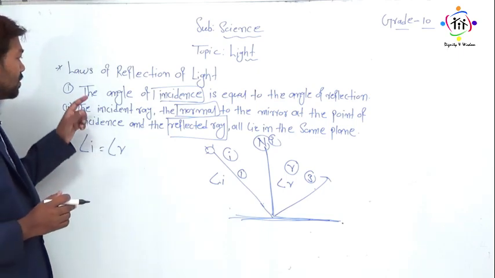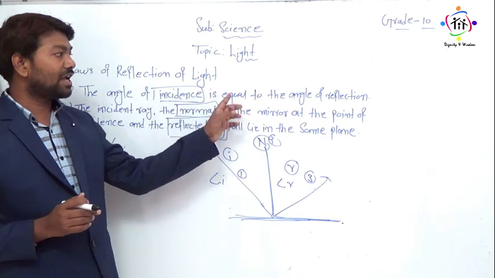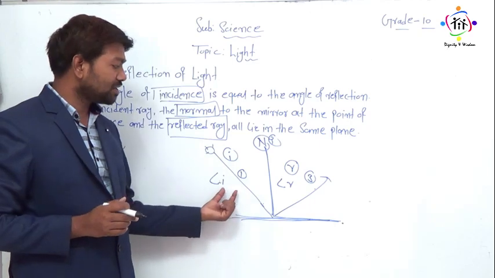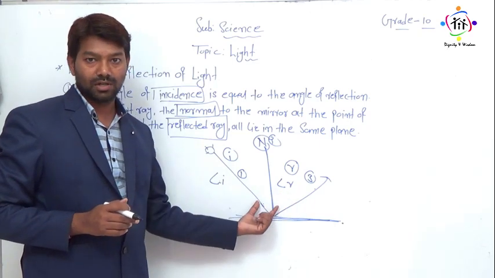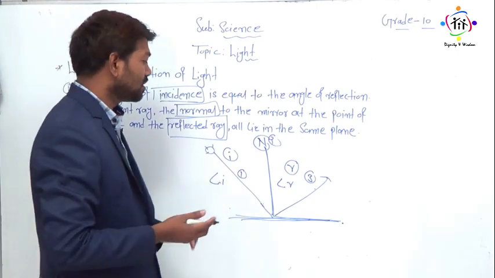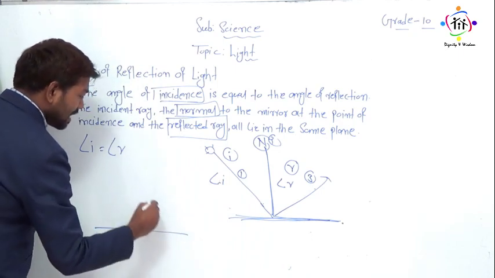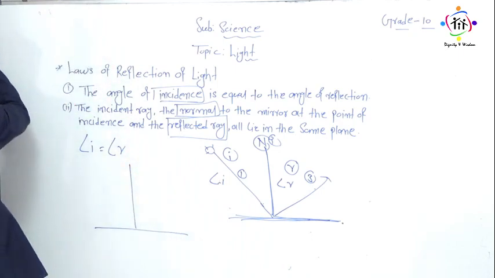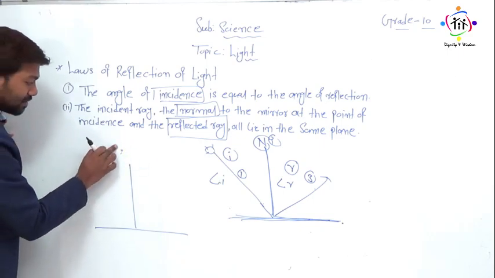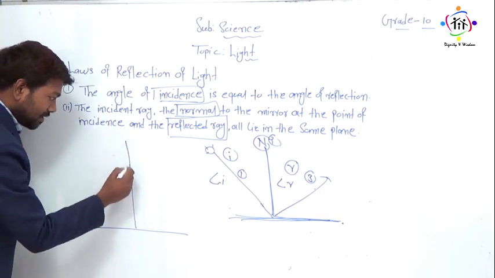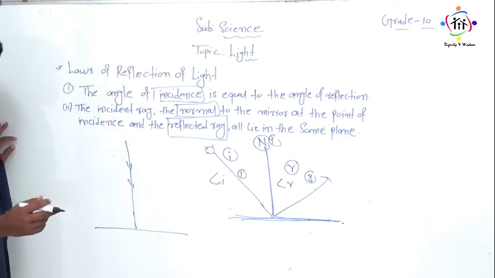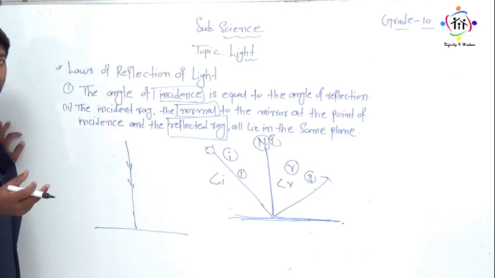See one more time. The first law says the angle of incidence is equal to the angle of reflection, because here both are equal. Now we can consider one more twisting point. Suppose this is another plane, and this is the normal. Suppose light is falling at a right angle to the normal. Then what will be the angle of the incident ray?